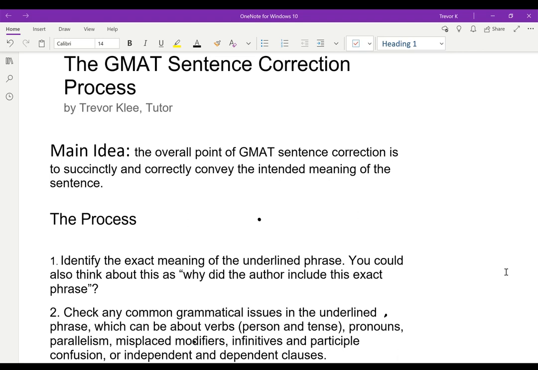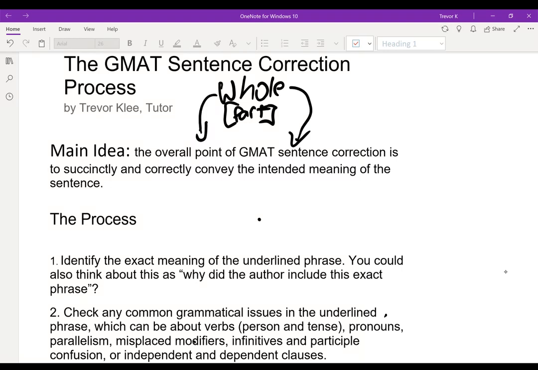Now, in a previous video, I went over the process as a whole, and now I want to zoom in on a part of it. In my previous video, when I was talking about the whole process, I focused on this main point, which was succinctly and correctly conveying the intended meaning of the sentence.